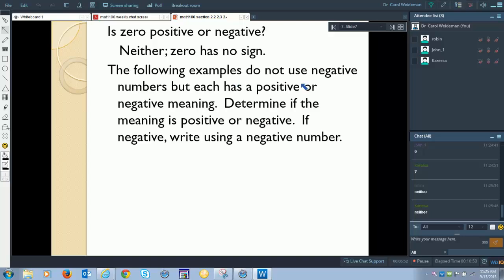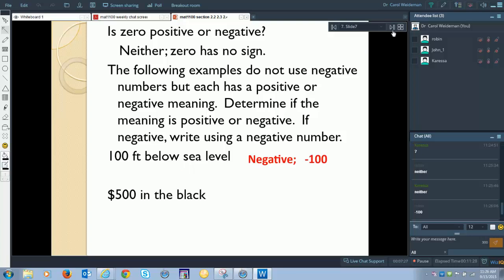The following examples do not use negative numbers, but each one has a positive or negative meaning. Determine if the meaning is positive or negative. So if I say 100 feet below sea level, is that a positive or a negative number? And then how would I write it? It doesn't have a sign in it right now. It just has words describing it. And we have the number, we have the size. But what would we write if we were going to describe it? Yep, negative 100. Absolutely. It's a negative number because we're going below sea level.